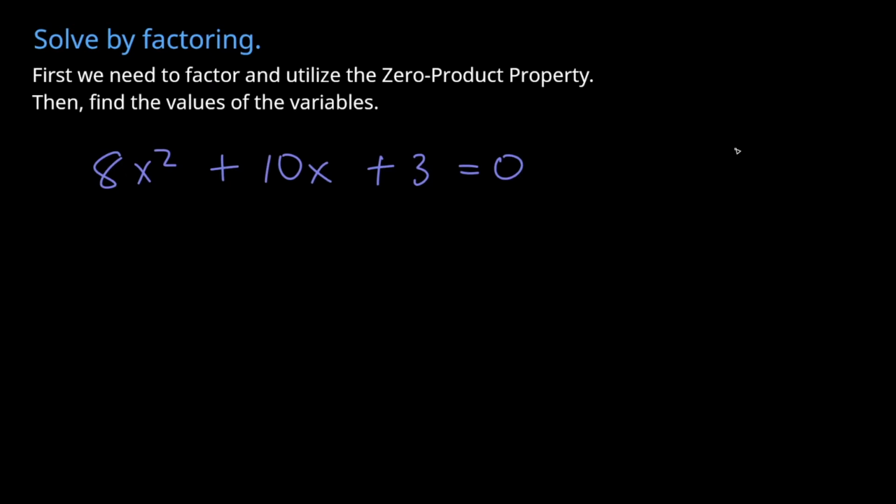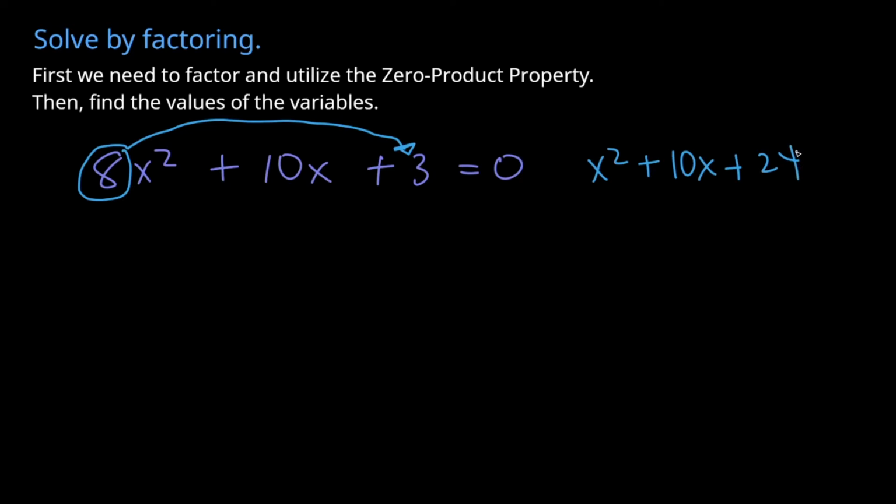So let's go ahead. I'm going to do some side work over here. What we want to do is, for this shortcut, when we have a coefficient out here in the front, we take this number and we multiply it by this number. And we'll rewrite it. So we get x squared plus 10x plus 8 times 3 is 24. Now we're just going to work on factoring. So let's factor this new expression.